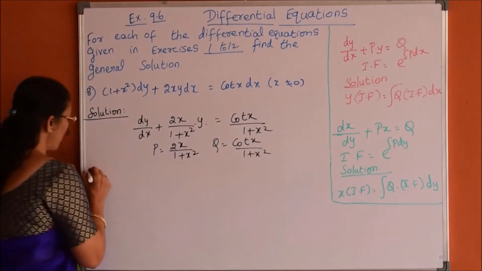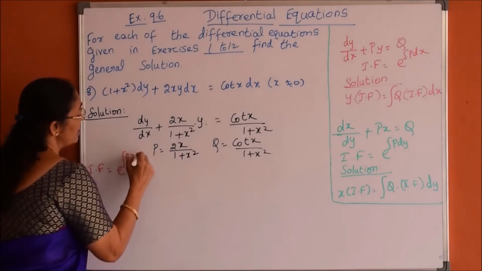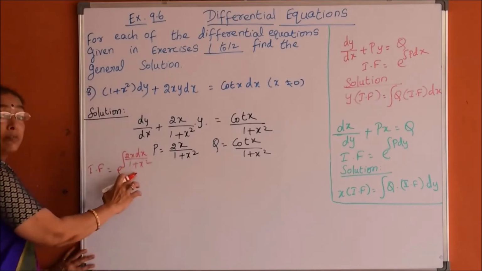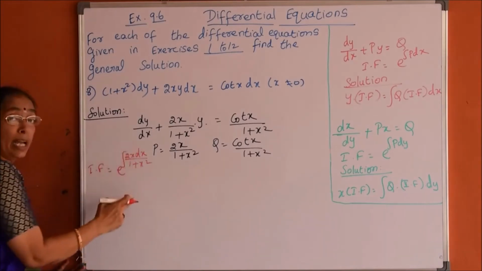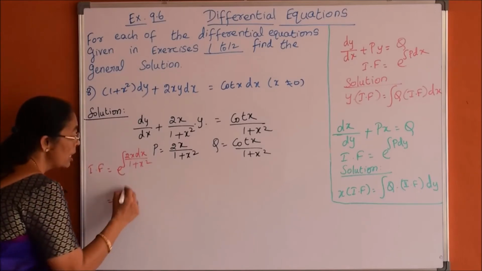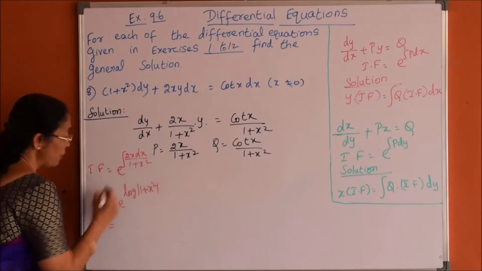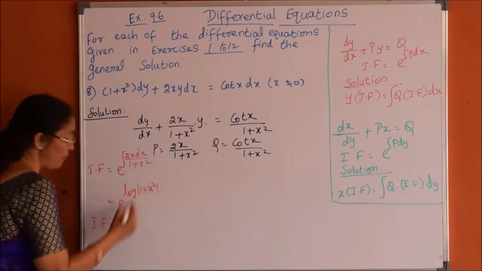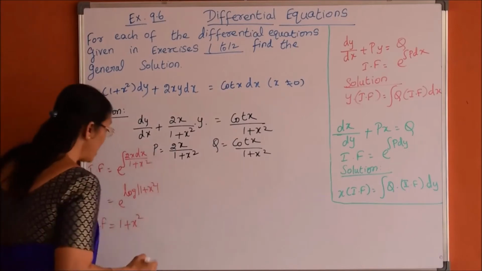So our integrating factor is nothing but e to the power of integration of p dx, which is 2x dx by 1 plus x square. Now if I consider 1 plus x square as t, 2x dx is dt. So it is dt by t, and the integration of dt by t is log mod t. E to the power of log of t, where t is 1 plus x square as we assumed. Therefore, the integrating factor is e power log of any function, which is the function itself, 1 plus x square. The integrating factor is only 1 plus x square.